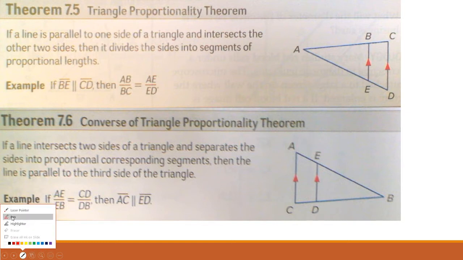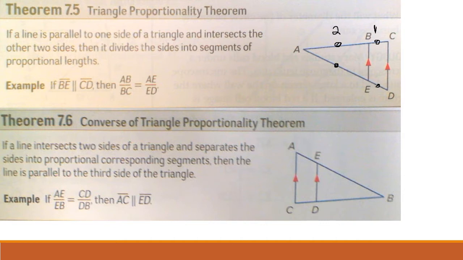So the triangle proportionality theorem basically says that if you have two lines and they're cut by two parallel lines, then the segments that you result with are proportional to each other. So if we assume that BE and CD are parallel, which is why those arrows are there, that means that the ratio of AB to BC is going to be the same as the ratio of AE and ED. Basically, what that means is, say this length was 1 and this length was 2. So AB is twice as much as BC, right?